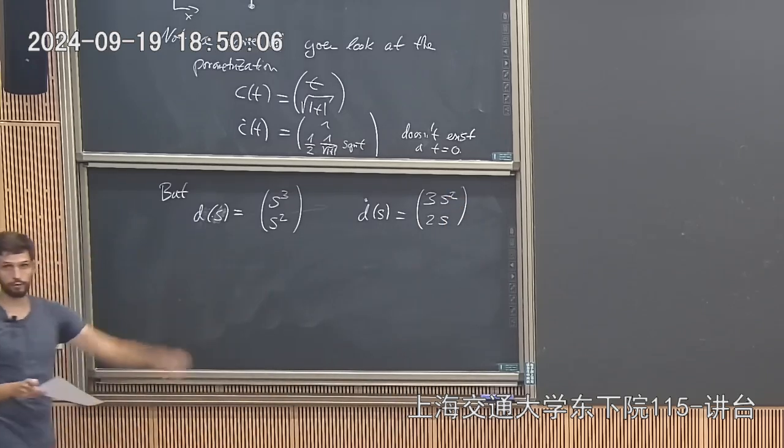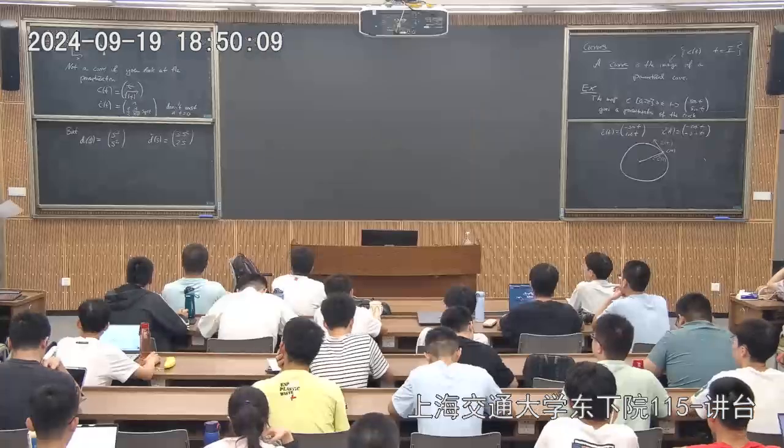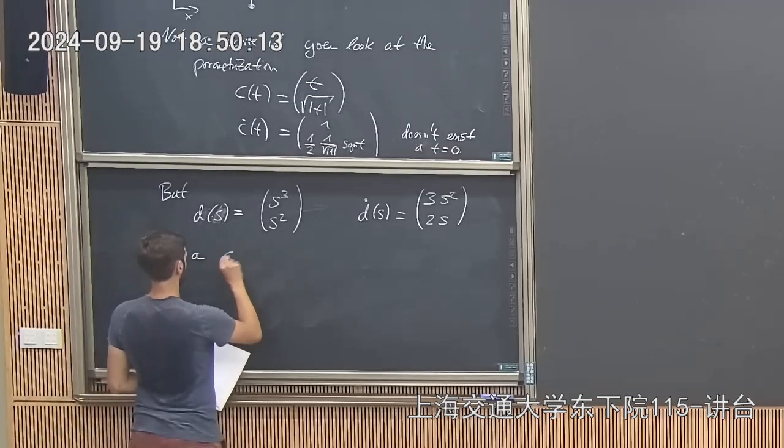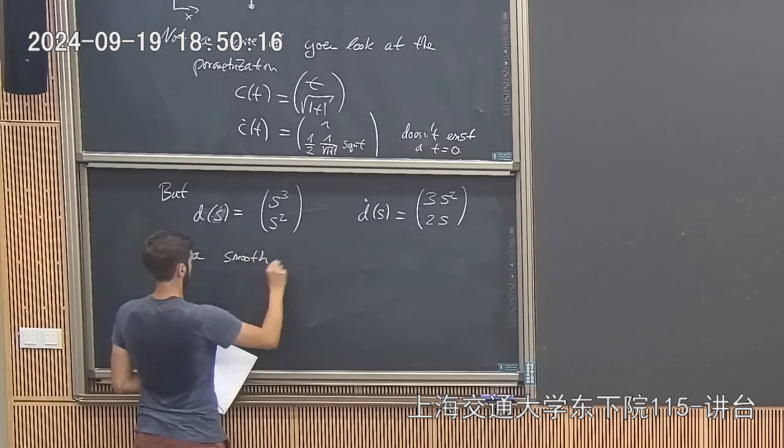Which is perfectly reasonable, and it's smooth and it continuously varies. So this one is a smooth parameterization.